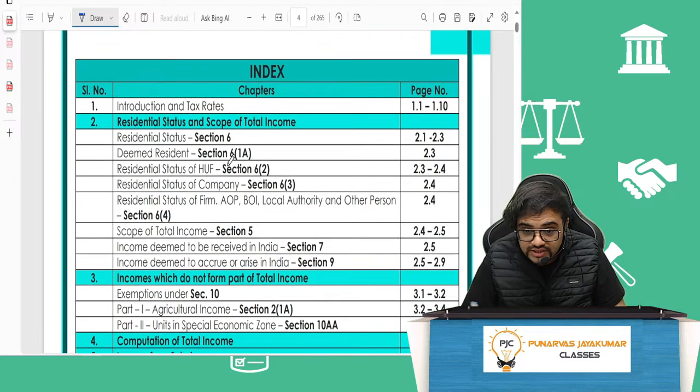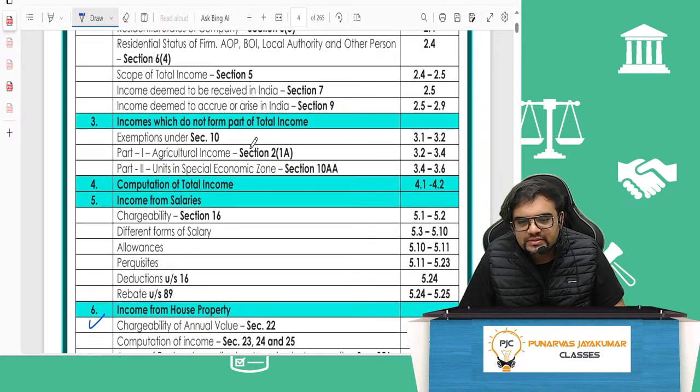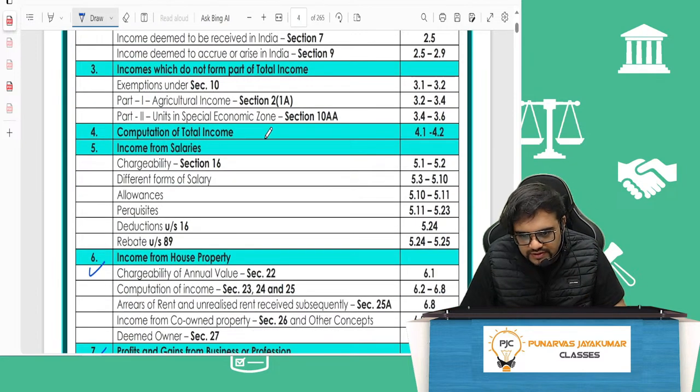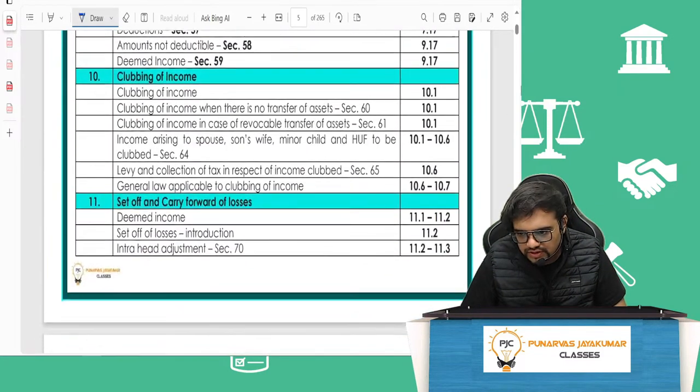Apart from that, residential status also we finished. All the main areas except the income deemed to occur in India. Apart from that, we did the full residential status as well. After all, you take all the 5 heads and then other items, then you will get what? The computation of total income. That is the final thing. Good. So, let's begin income from salaries. Let's go to that area.